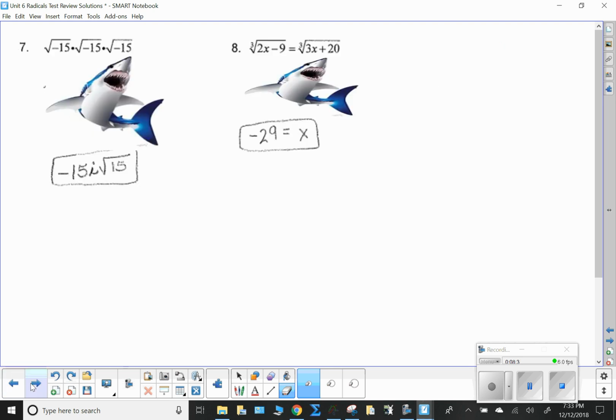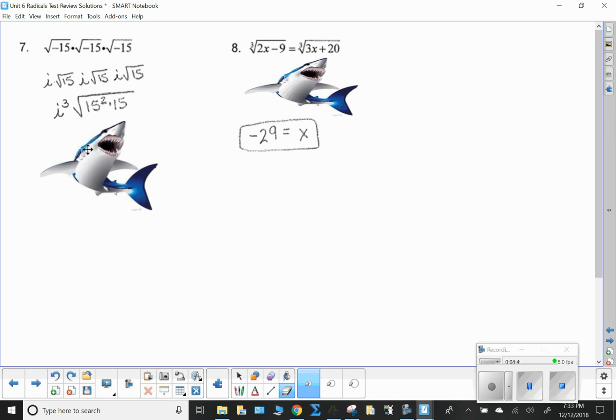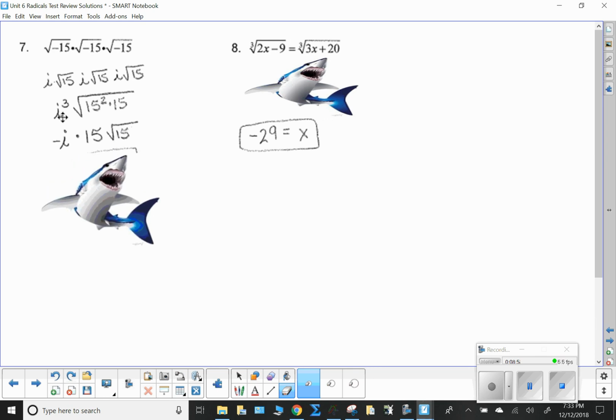The last two here. Number 7. Always take out the i's first. So this guy becomes i root 15, i root 15, i root 15. Now gather your i's together, and I get i cubed. Square root of 15 squared times 15. I put 2 of the 15s together. That means I can take one of the 15s out, and remember that i cubed reduces to -i, and you still have a root 15 inside. Putting it all together, -15i root 15. These two are the same, but this is the preferable way to write it.